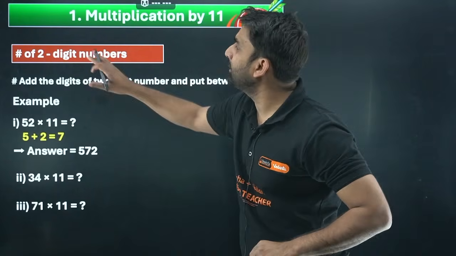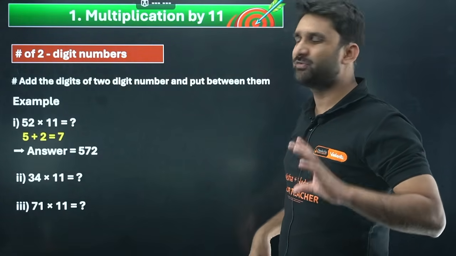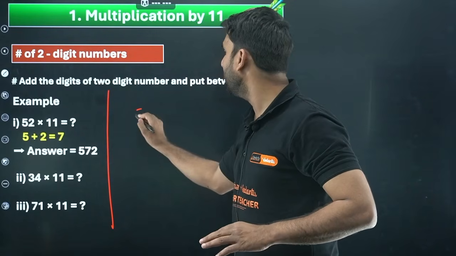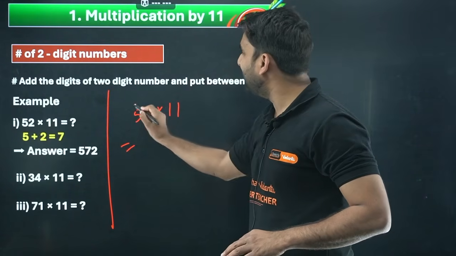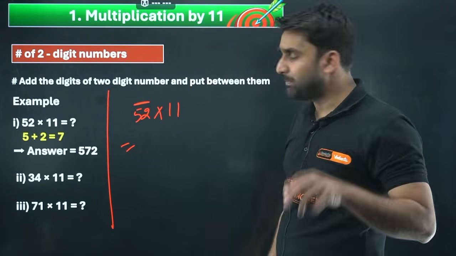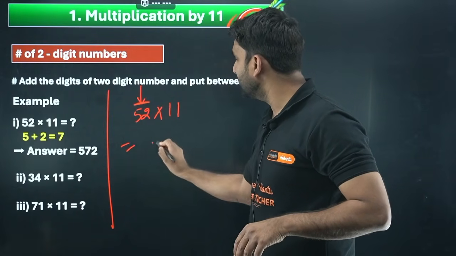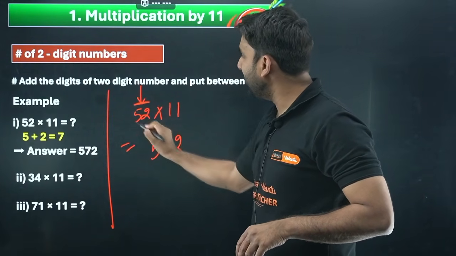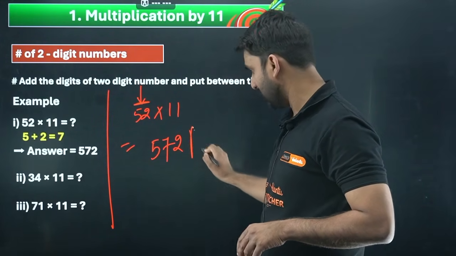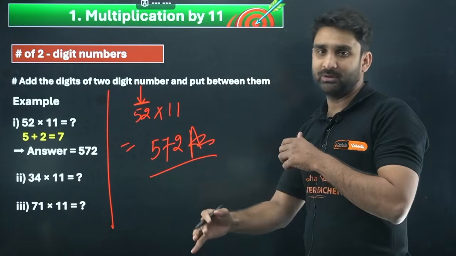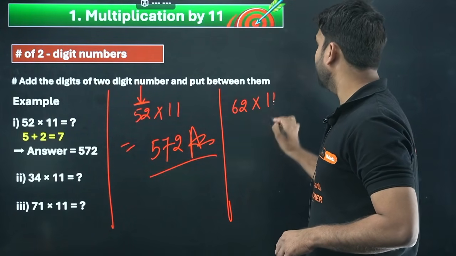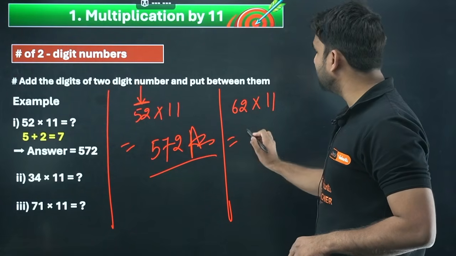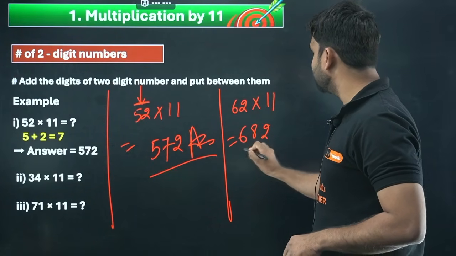If we multiply a 2-digit number by 11, there is a very important short trick. Like if we multiply 52 into 11, what you need to do? Add the numbers 5 plus 2 and put the sum between them. So 5 2 is there and the addition of 5 and 2 will be 7. This is your answer: 572 will be the answer. If I ask you 62 into 11, what will be the result? Come on, 6 plus 2 is 8. So this will be the answer, 682.